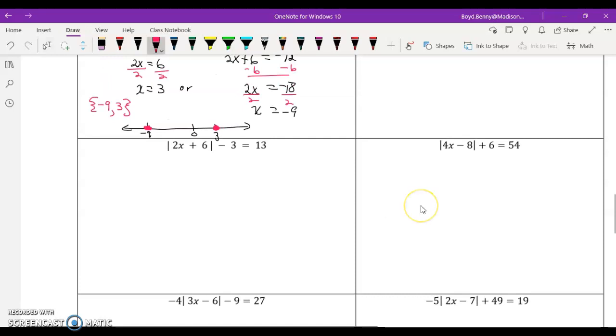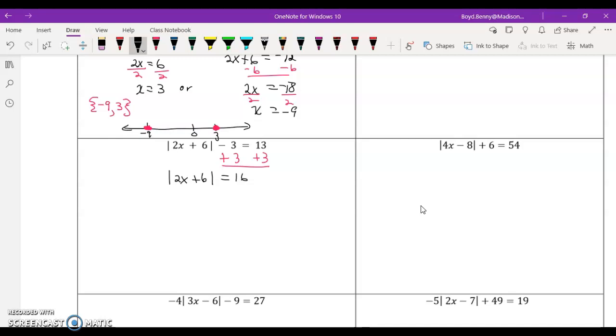All right, so here I see that I've got a +3 outside of the absolute value bars. So here I'm going to add 3 to both sides to isolate that absolute value expression. Now I've got the absolute value of 2x plus 6 equals 16. Oh, made a mistake. That should be an absolute value bar, not a parenthesis. Sometimes I get going too fast and write the wrong thing.